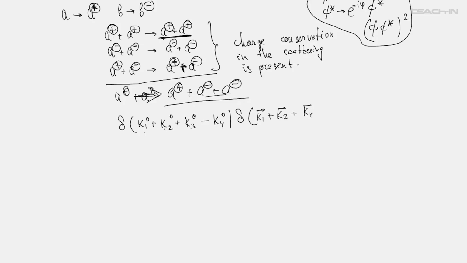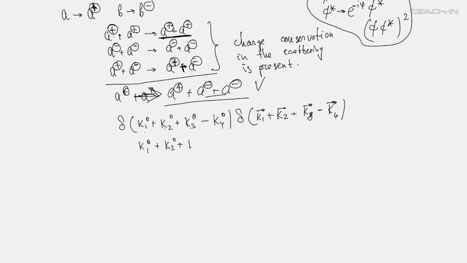Plus K3 minus K4. Agree? Yes. These are the energetic conditions, conditions for conservation of energy in such a process as you indicated, and conservation of momentum. Now, what does it mean? It means that a non-trivial configuration exists provided you realize a kinematic configuration of this type.